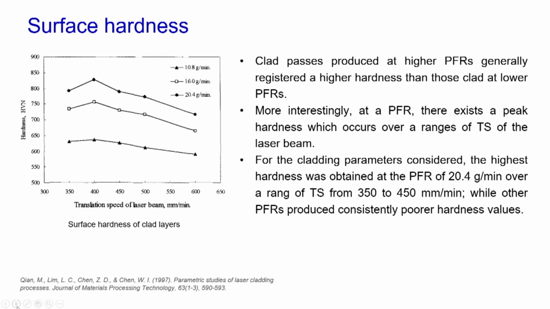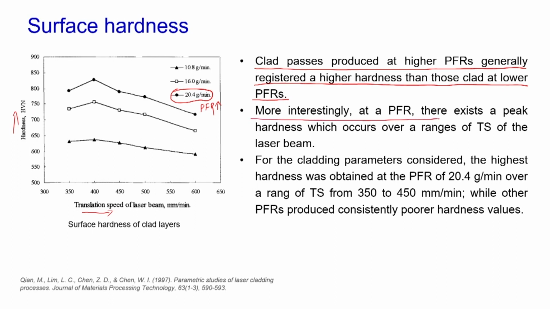In addition to the dilution and the clad profile, we can also study the surface hardness. The clad passes produced at higher PFRs generally registered a higher hardness than those clad at lower PFRs. Higher PFR here is 20.4 gram per minute. When we plot TS along the x axis and hardness along the y axis, for higher PFR values the hardness is more.